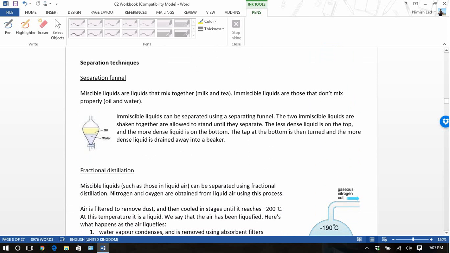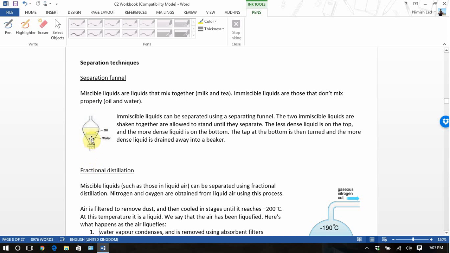Miscible liquids are ones that mix together, like milk and tea. Immiscible liquids are those that don't mix properly, like oil and water. Immiscible liquids can be separated using a separating funnel. The two immiscible liquids are shaken together and are allowed to stand until they separate, like the oil and water here. The less dense liquid is on top, the more dense liquid on the bottom. The tap at the bottom is then turned, and the more dense liquid is drained away into a beaker.